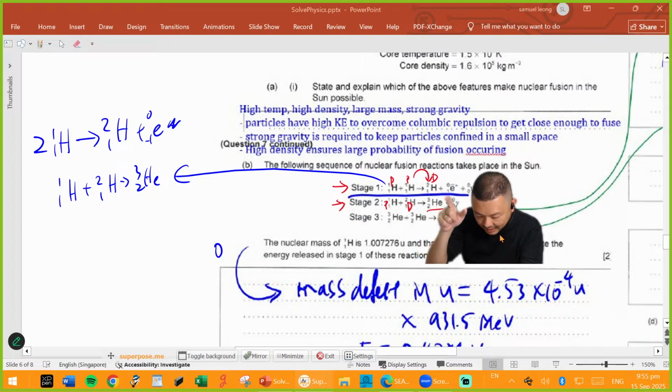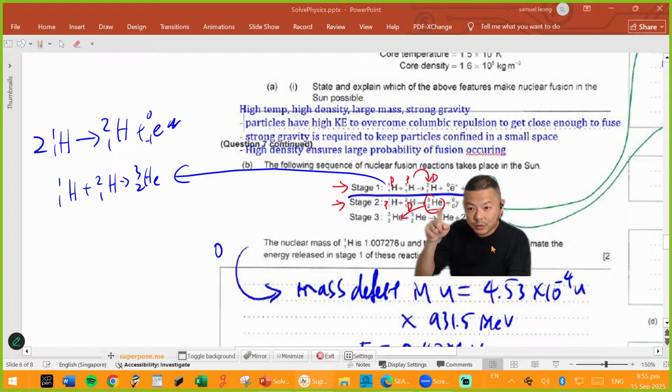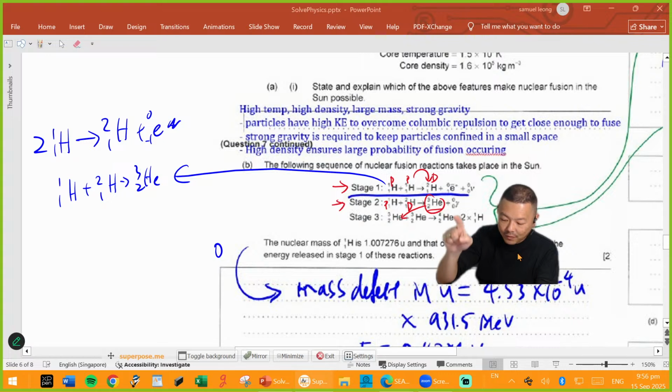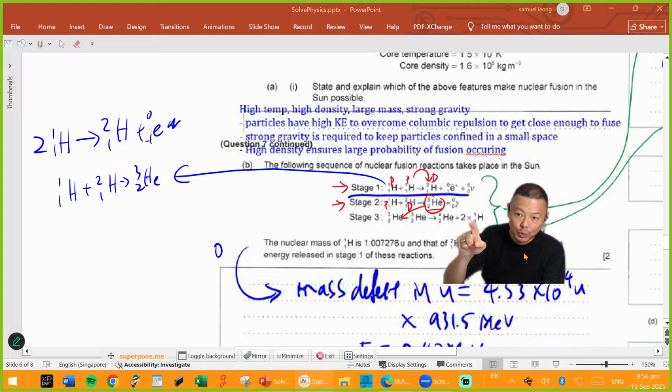Then the 3 2 helium is being used in the third stage here, right? But yet there's another one. This second one came from another set of stage 1 and stage 2. Correct. 6 protons used in total. Very good. And then you form the 4 2 helium, which is the end product. But in return, you get back 2.